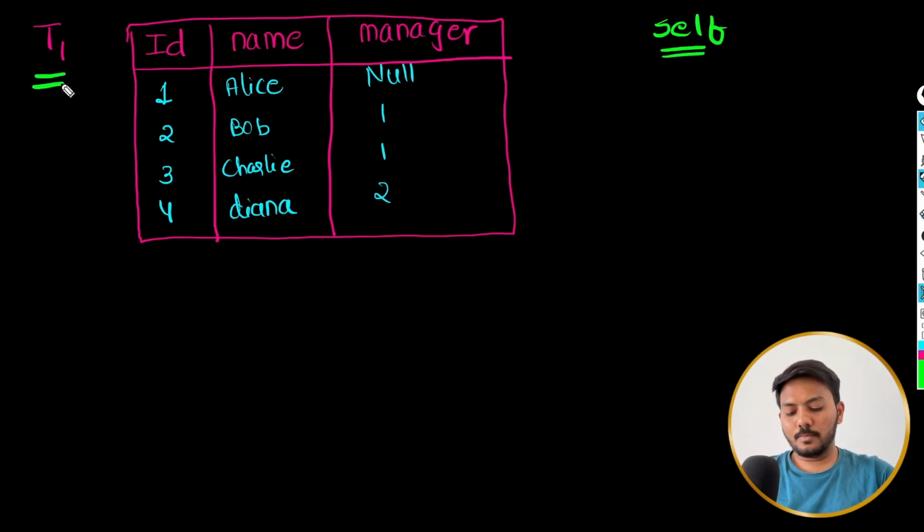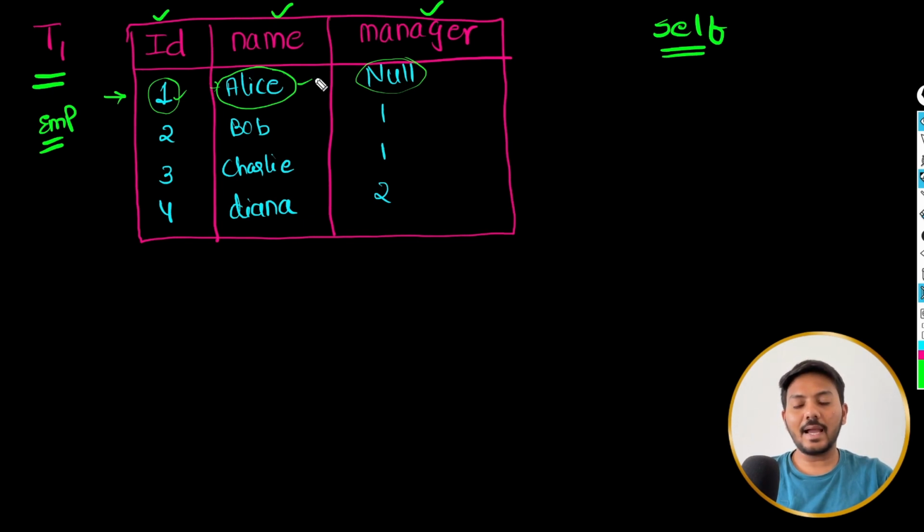So let's assume I have a table T1. This is like employees data and I have multiple columns which are ID, name and manager. If you see, I have the first record in which ID is 1 and the name is Alice. So the Alice employee ID is 1 and the manager is null. That means there is no manager for the employee Alice.